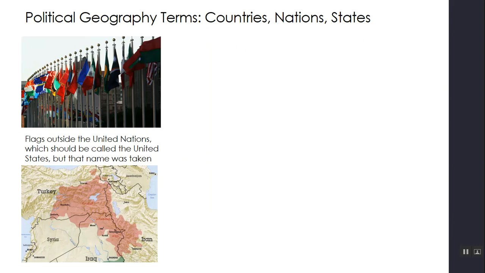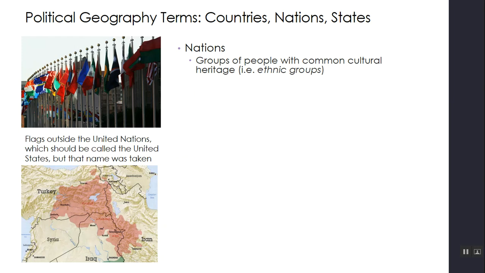The last thing we're going to talk about in chapter 3 is a little bit about political geography. I'm going to start with some terminology so that you understand the difference between a country, a nation, and a state. This is going to get a little listy for a second. Nations are groups of people with a common cultural heritage, like an ethnic group. So a nation is not necessarily a political unit. It's just a group of people with a common cultural heritage.